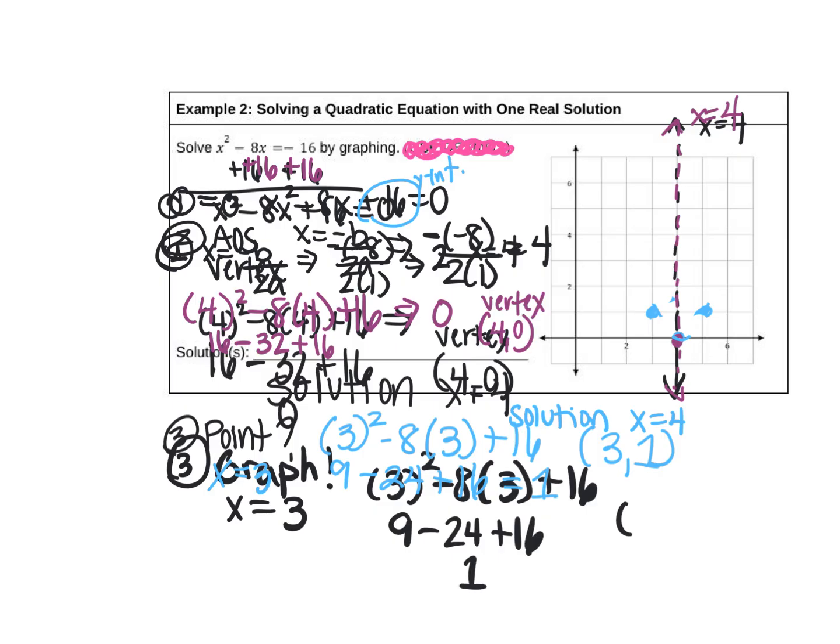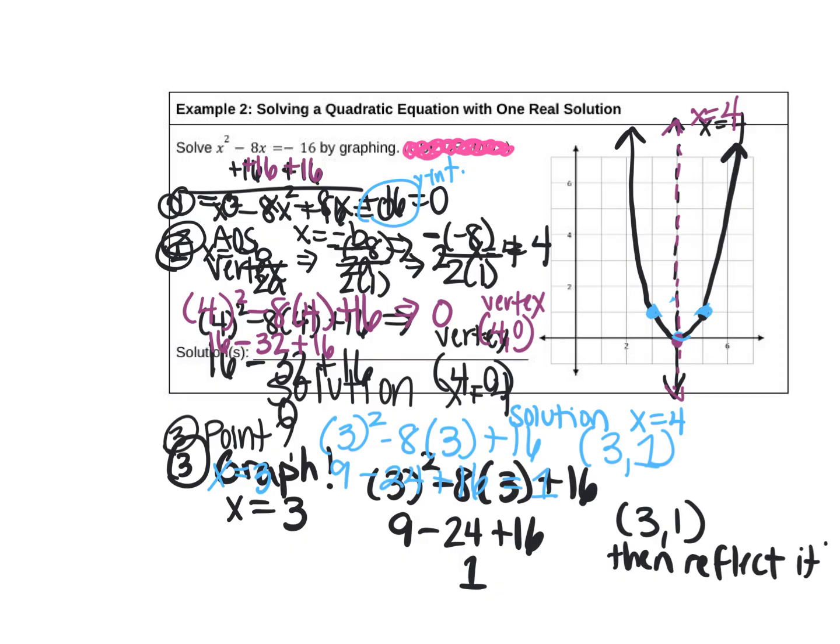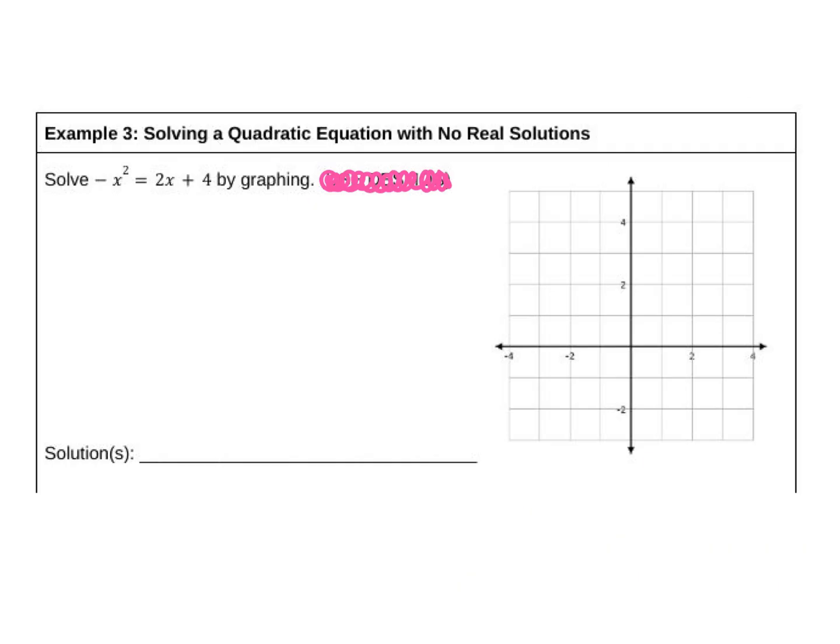Okay, so that is our point, 3, 1. And then we can just reflect it on the other side. So there's our graph. Then remember, your solution is wherever it touches that x-axis. Okay, now this is going to be what you guys don't have down, right? Next one.